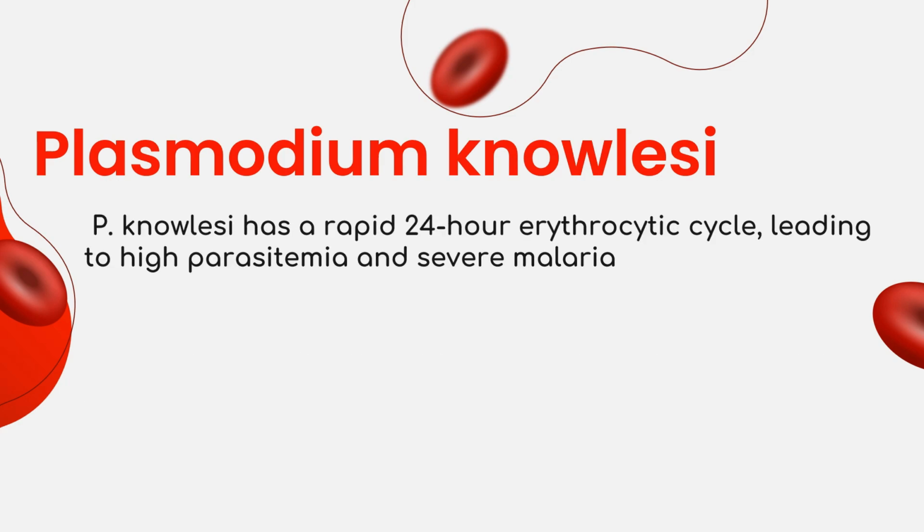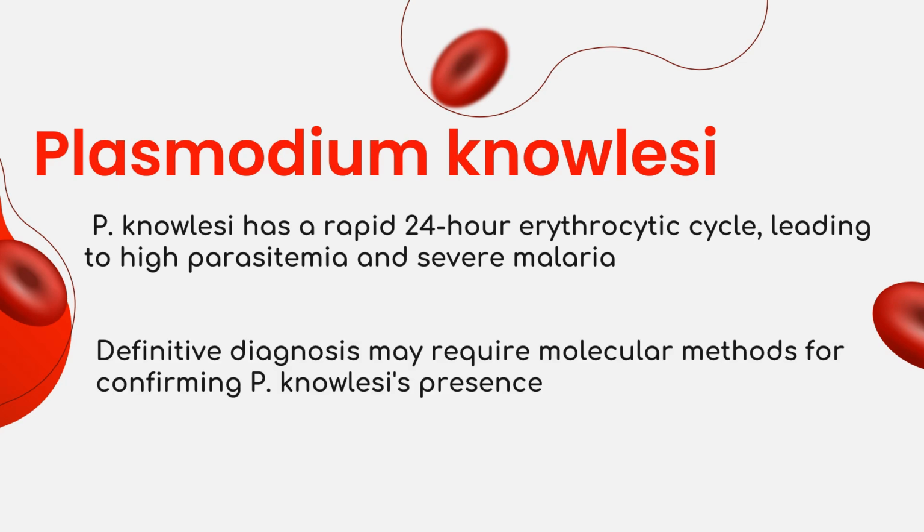One key factor that sets Plasmodium knowlesi apart is its short erythrocytic cycle of only 24 hours. This rapid multiplication within red blood cells can lead to high parasitemia and severe malaria in infected individuals. While microscopic examination provides valuable insights, definitive diagnosis of Plasmodium knowlesi may require molecular methods. These advanced techniques play a crucial role in confirming the presence of this remarkable parasite.